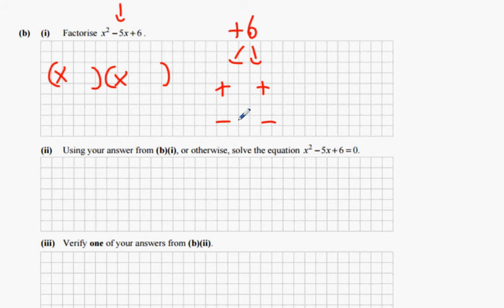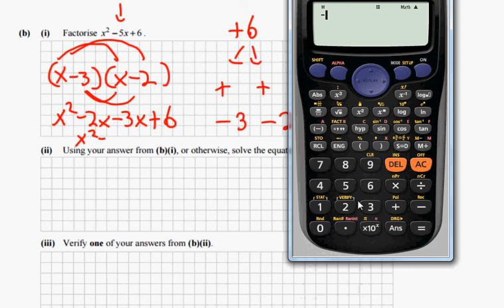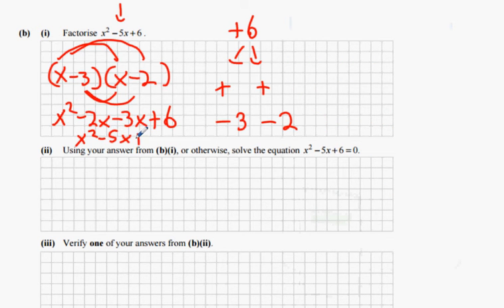I understand. 3 and 2. So what's the answer here? Or the other answer could be x minus 2, x minus 3. How would you check if you're correct? X squared minus 2x minus 3x. Just give me a second. Plus 6. What's minus 2x minus 3x? You aren't sure about it? What's minus 2 minus 3? Minus 5. So does everybody see that it turns out to be the same?